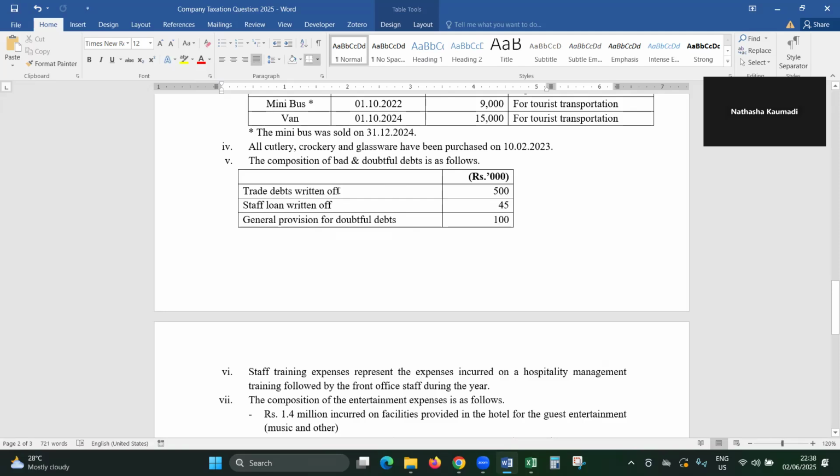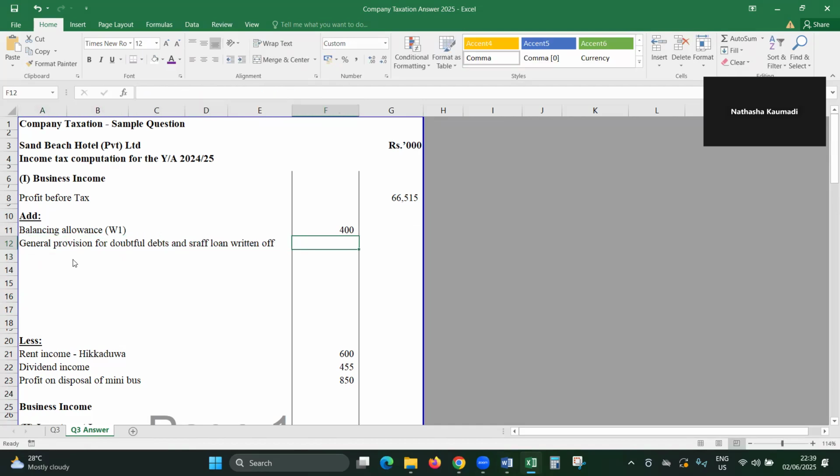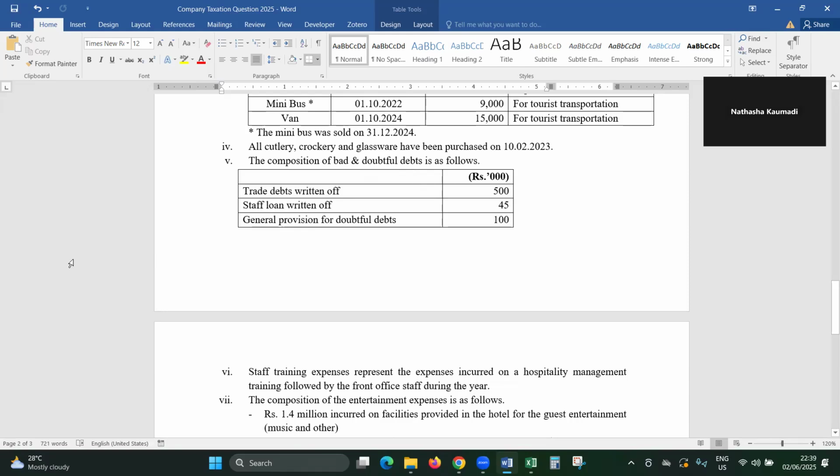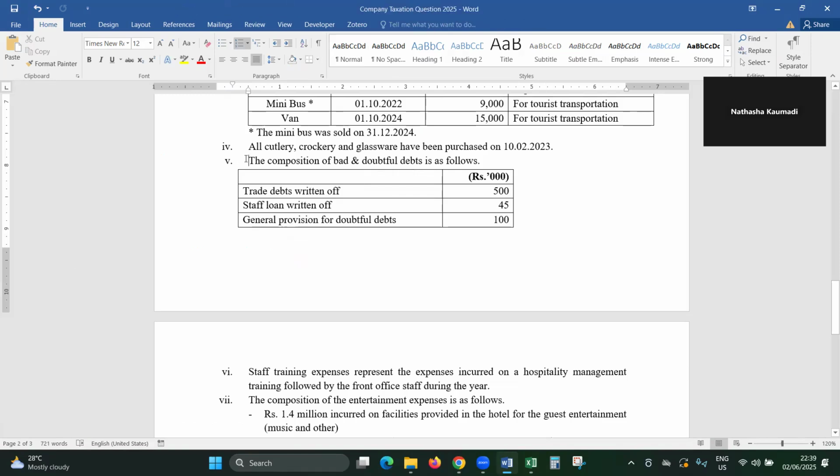That is true written off values. So in that case, this is allowed to deduct. 500 is allowed. This 145 is not allowed to deduct. So I am adding them back: general provision for doubtful debts and staff loan written off. Both are not allowed to deduct, 145. All right. So that is again done.